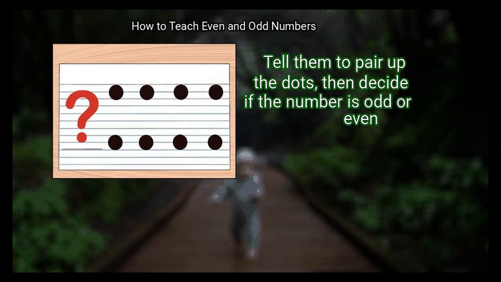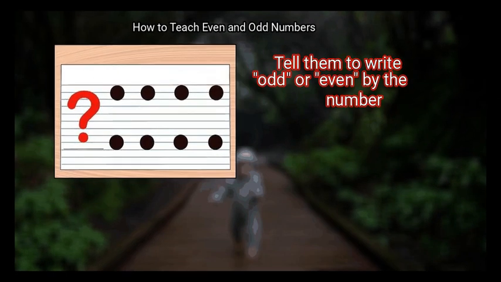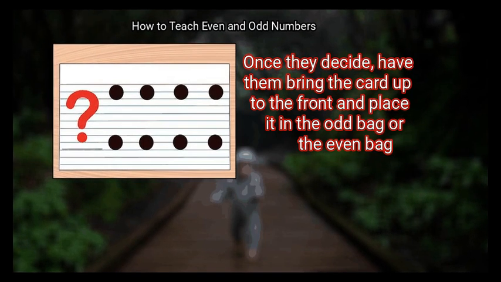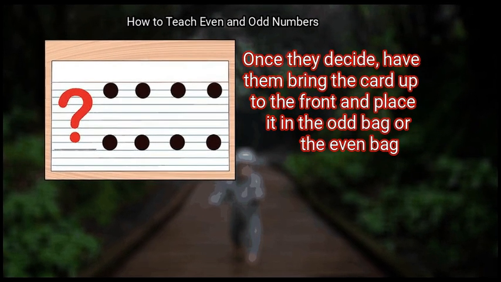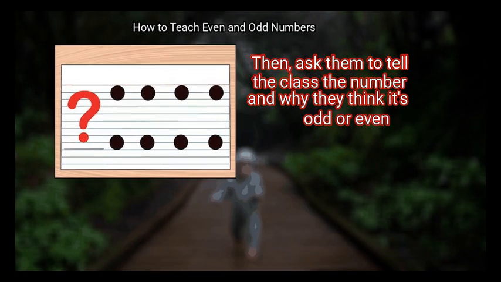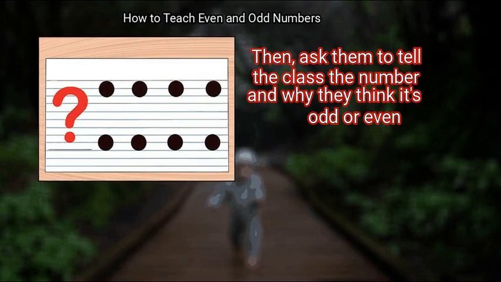Tell them to pair up the dots. Then decide if the number is odd or even. Tell them to write odd or even by the number. Once they decide, have them bring the card up to the front and place it in the odd bag or the even bag. Then, ask them to tell the class the number and why they think it's odd or even.